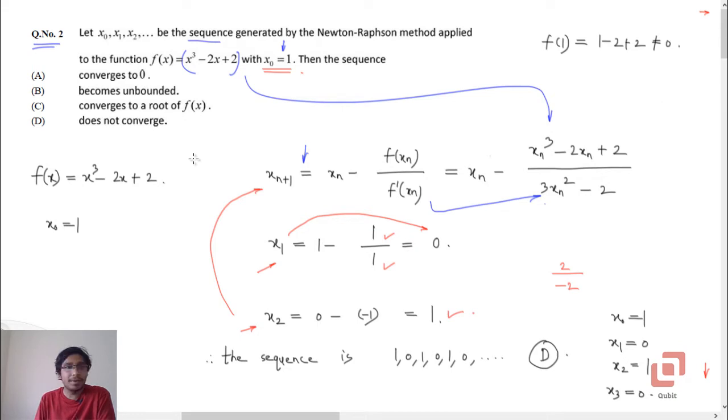Okay, see now, because we are getting a sequence which consists of only two terms, 1, 0, 1, 0, 1, 0, 1, 0 alternately, clearly this cannot converge to 0. And it is also not unbounded, because the values are less than or equal to 1 and greater than or equal to 0. It also doesn't converge to a root of f of x, so it does not converge.